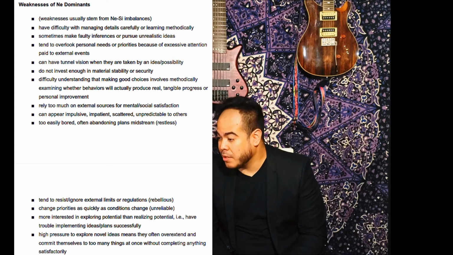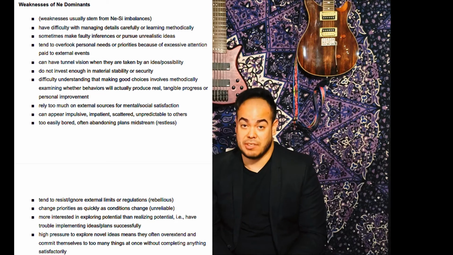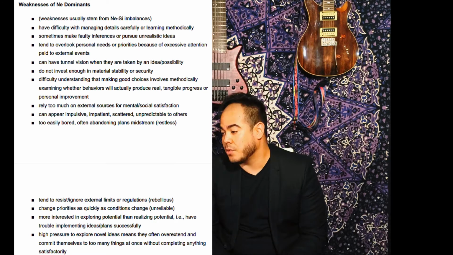Next point, can appear impulsive, impatient, scattered, unpredictable to others. Impulsive and impatient are very core terms when it comes to ADHD that are even spoken about in the DSM-5, the Diagnostic and Statistical Manual. For those of you who don't know what that is, it's basically the big book of psychology that therapists and psychologists, et cetera, use in order to help people get diagnosed here in the U.S. Too easily bored, often abandoning plans midstream. Restless.